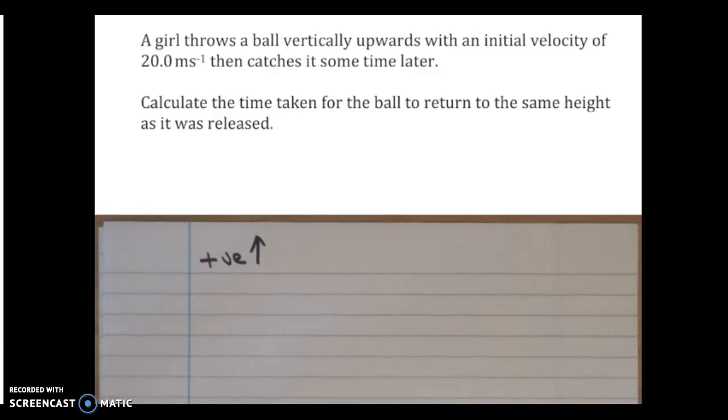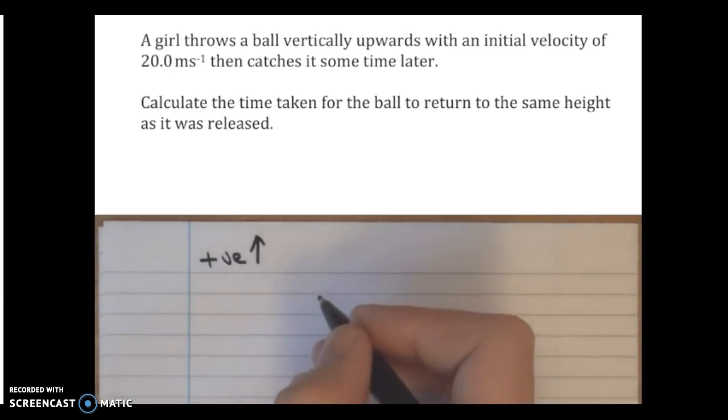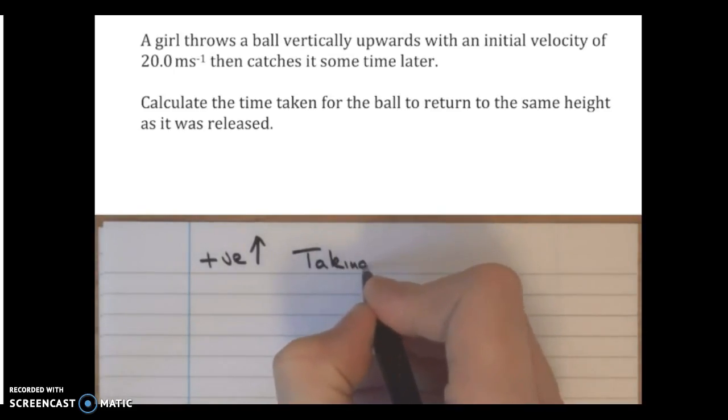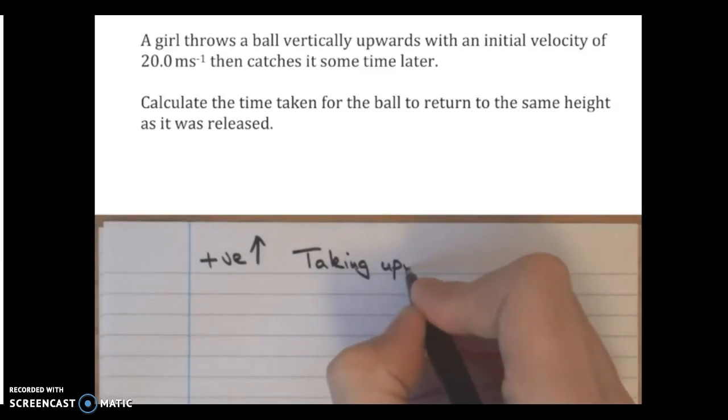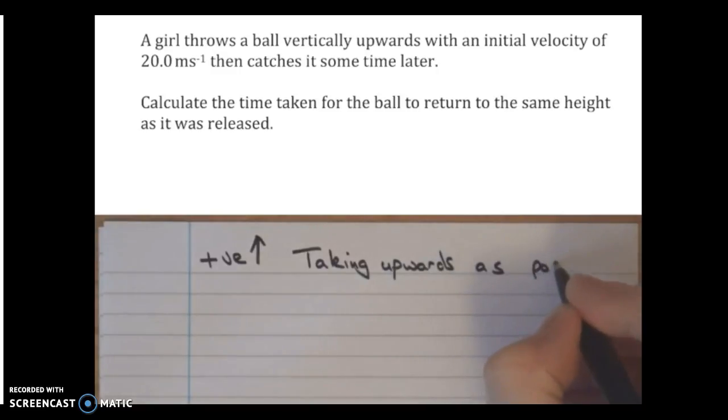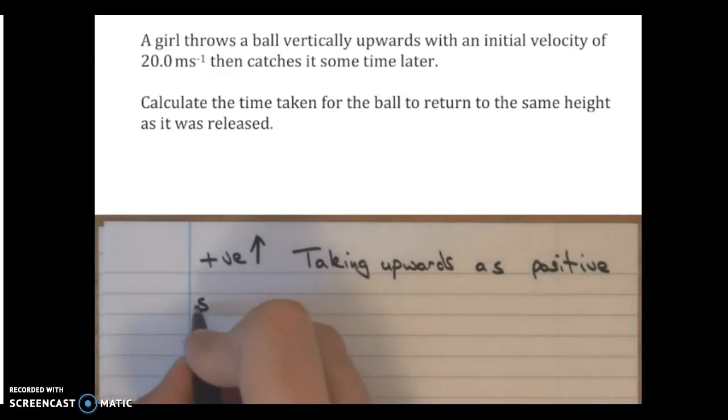Now, I've written that here in shorthand, but really what I should be writing at the start of this answer is something like this, taking upwards as positive. Now if I then write down what I know, and of course what I'm trying to work out, remember we said that these were known as suvat equations.